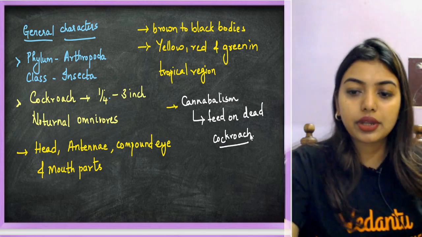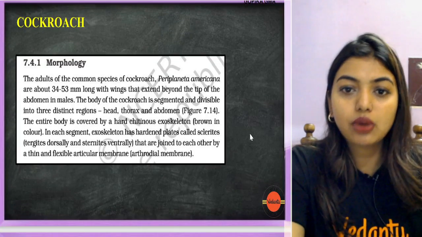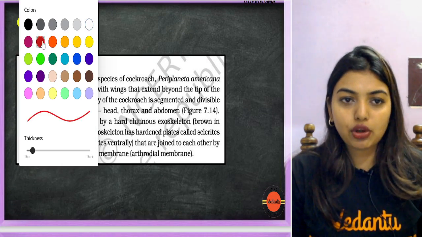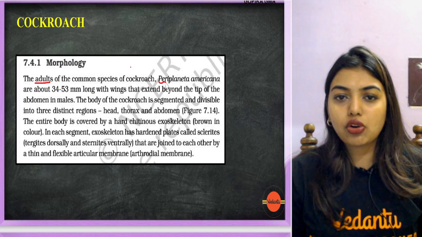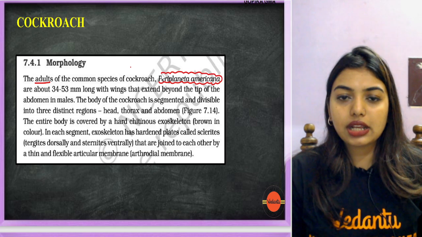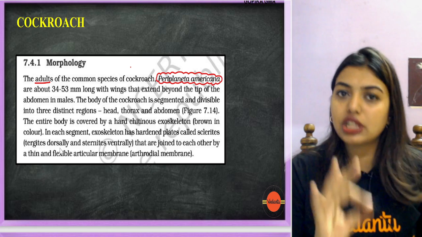Okay, we'll move on to the next topic, morphology. How does the cockroach look? Which cockroaches are we going to learn, and how are their body parts? Look here, the adults of the common species of cockroach are called Periplaneta americana. It sounds like a Starbucks drink, but it is not. This is the common type of cockroach that we notice everywhere.